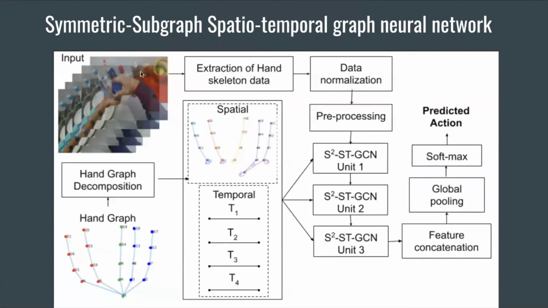So this is the complete block diagram. We have this input video, we extract the hand skeleton data, normalization is done, then we pre-process the data using that Haar unit-based orthogonal matrix. We use 3 layers of ST-GCN, and in each layer, we have these 4 smaller graphs, and each of them uses a separate temporal kernel. At the end, we concatenate the features, do a global pooling and softmax, and predict the action.